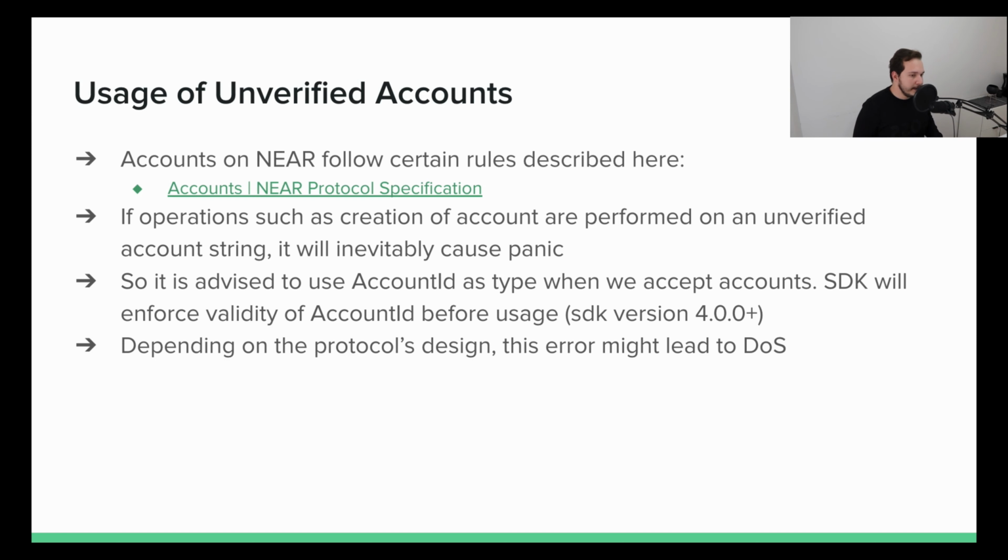So if we have something like, let's say, a dot dot dot and something else after this, it's not a correct account in here. So if we try to use some internal functions to register this account, like a create account function, this function will throw a panic. So we won't be able to do this. It's advised to use the AccountId type when we accept accounts. And if we're using version 4.0, it will automatically enforce the validity, so we don't have to deal with this much. And depending on the protocol's design, this error might lead to denial of service.